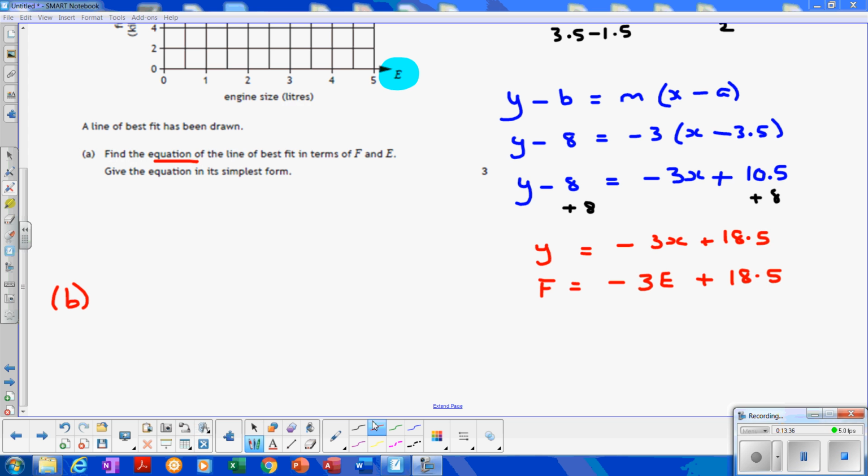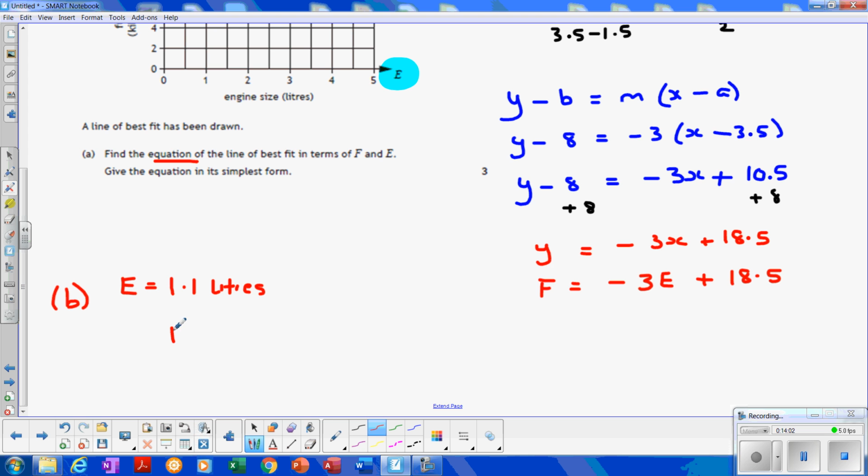For part B, I don't have the question there, so I'll read it out. It says a Mars car has an engine size of 1.1 litres, so E is equal to 1.1 litres. And the question says, use your equation from part A to estimate how many kilometres per litre he should expect to get. Right, so his fuel consumption is this F.